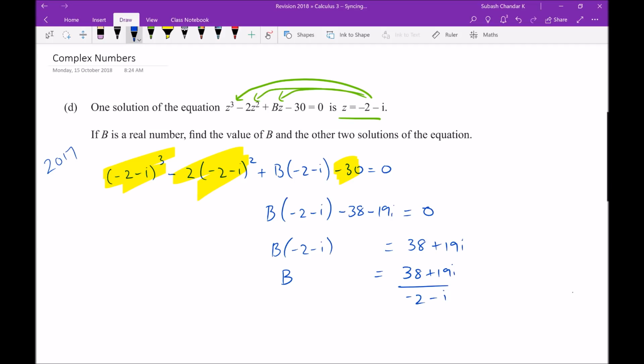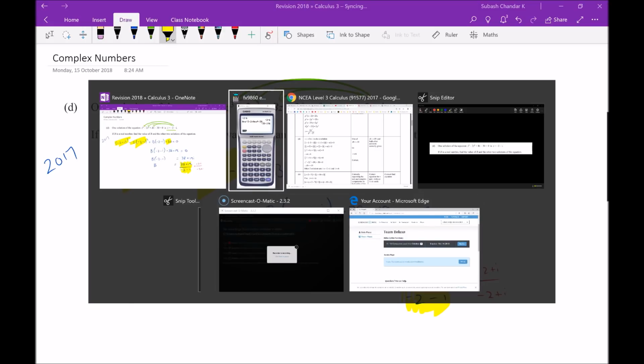Now again, at this part here, normally what you would do is multiply by the conjugate to solve this, right? So you'd end up doing something like this: times negative 2 plus i over negative 2 plus i, and then calculate it. Again, that's just going to take time, so don't waste time with that. What you can do is take this entire part here and again just use the graphics calculator.